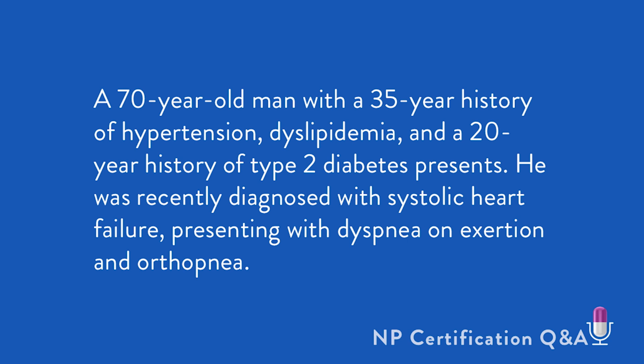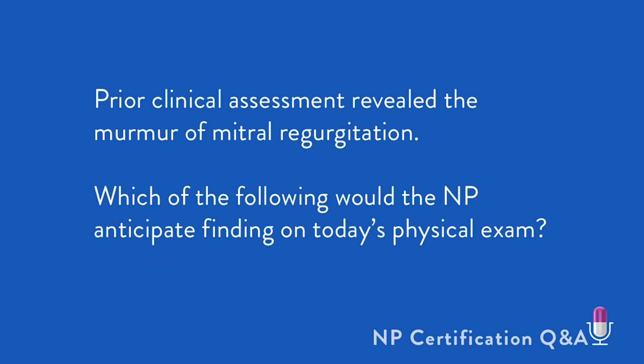A 70-year-old man with a 35-year history of hypertension, dyslipidemia, and a 20-year history of type 2 diabetes presents. He was recently diagnosed with systolic heart failure with reduced ejection fraction, presenting with dyspnea on exertion and orthopnea. Prior clinical assessment revealed the murmur of mitral regurg. Which of the following would the NP anticipate finding on today's physical exam?